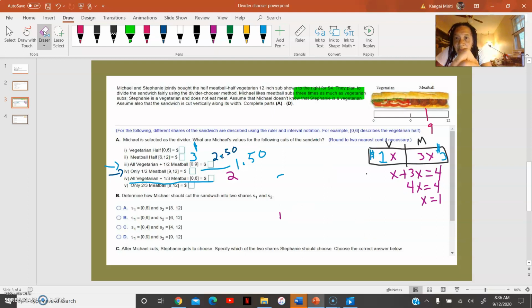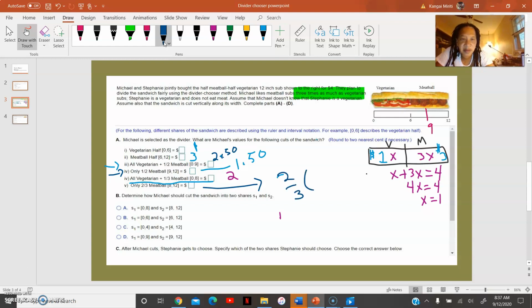And then now 2/3, or only 2/3 of the meatball, we don't really need a picture. 2/3 times the value of the meatball. What's the meatball value? 3. Put that in your calculator. 2/3 of 3 equals $2. So only 2/3 of the meatball would be worth $2.